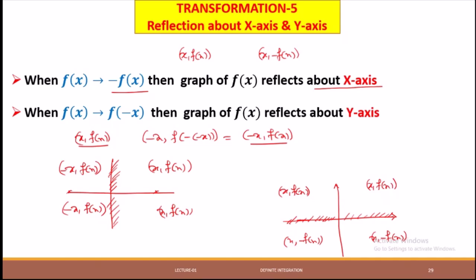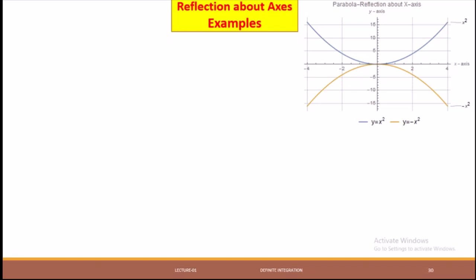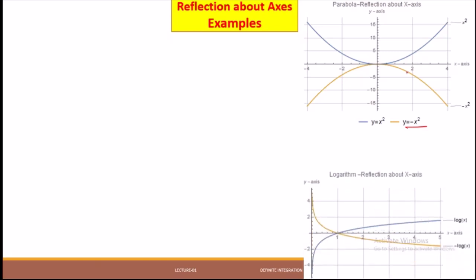Let us try to understand graphically with some examples. Here is the first example, y is equal to x square. The graph of y is equal to x square is represented by the blue color curve, and the graph of y is equal to minus x square is represented in the orange color curve. Anyway, it is clear: reflection about the x-axis.